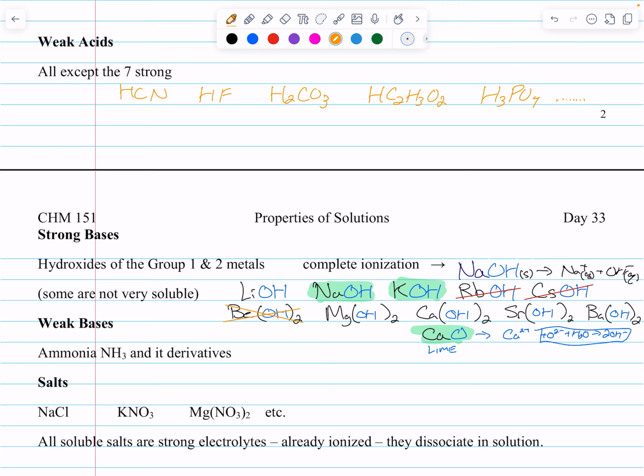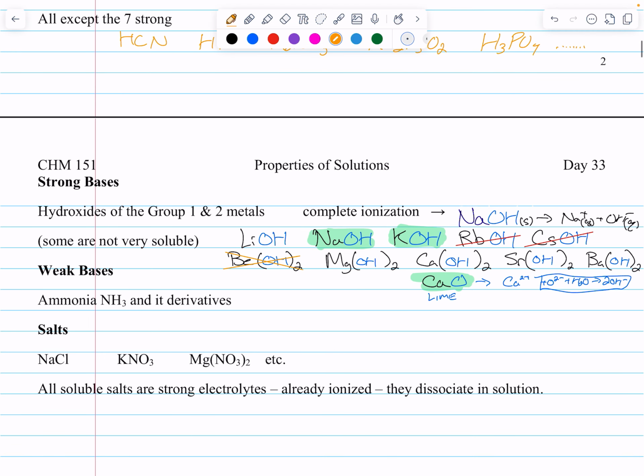But those are the strong bases. So for our purposes, group 1 and group 2 metal hydroxides are our strong bases. Weak bases are ammonia and its derivatives. Anytime you have N with a lone pair and 3 bonds, it doesn't matter what the other atoms are, whatever they are, that's a base.